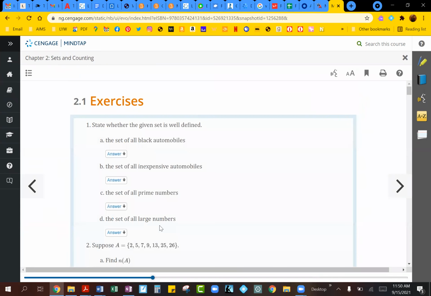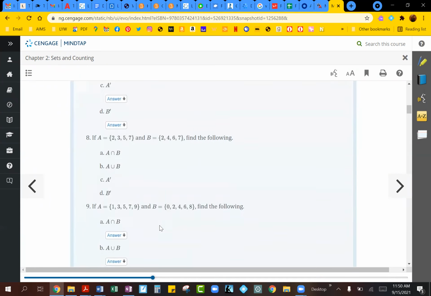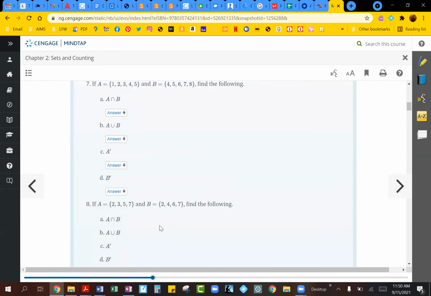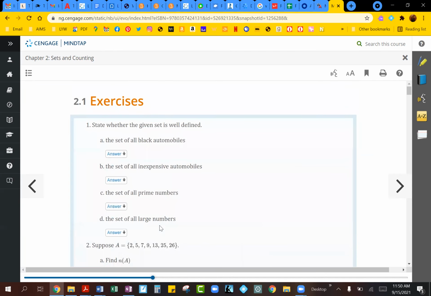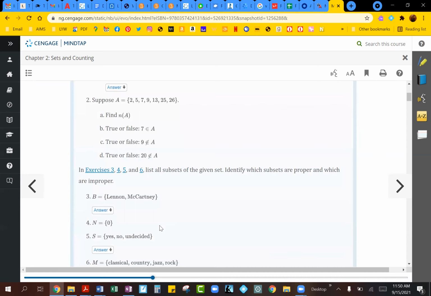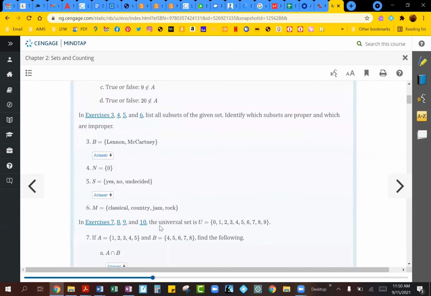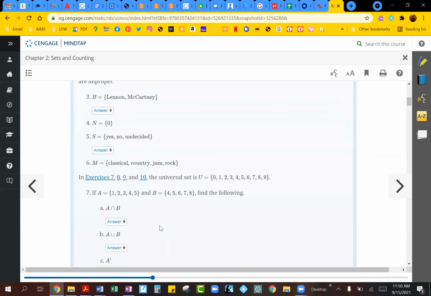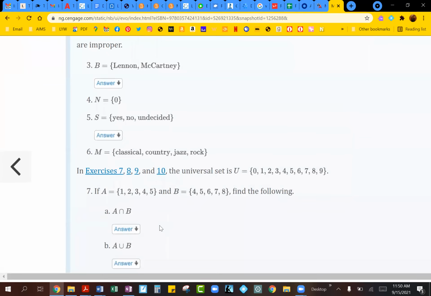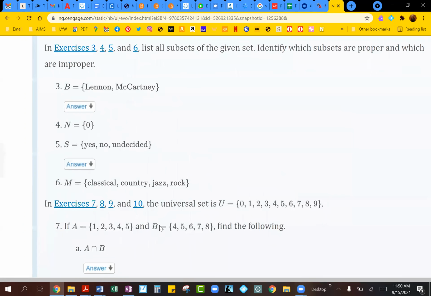Okay, so we're just getting into section 2.1. Let's do number 6. Here are your instructions for number 6. They're telling us to list all the subsets and identify which sets are proper and which are improper. We haven't talked about that, we'll talk about that in a minute, but let's talk about all the subsets for number 6.